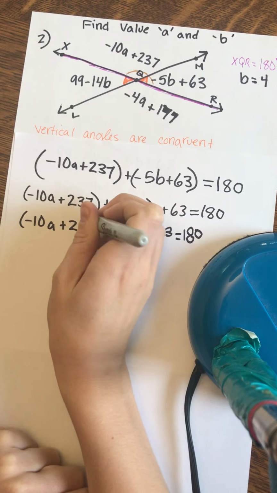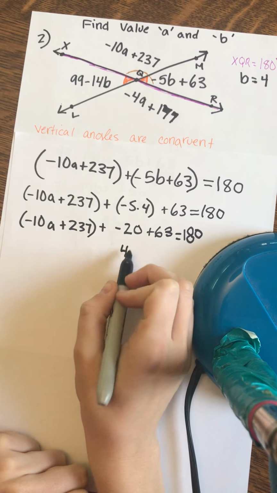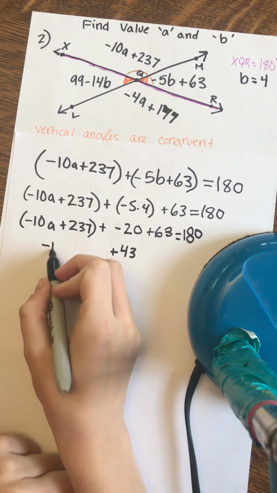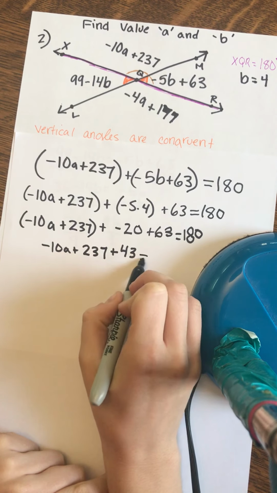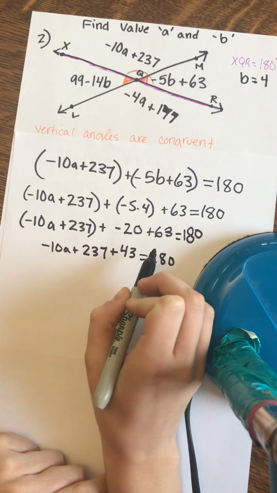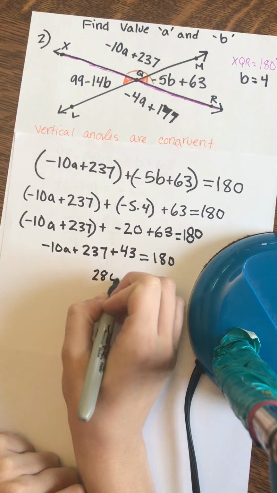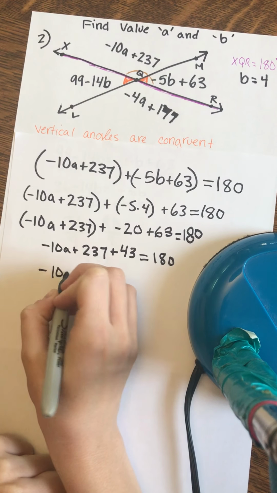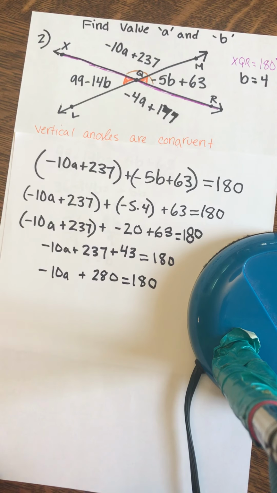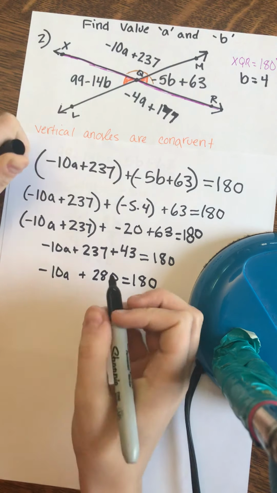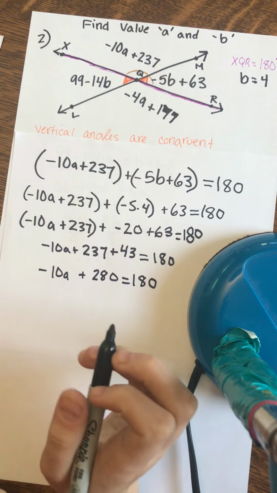Now I need to combine like terms. Negative 20 and positive 63 is 43 plus negative 10a plus 237. I can still combine 43 and 237. 43 plus 237 is 280 plus negative 10a. Now, what do we notice? It is just a two-step equation. We love two-step equations. 7th graders, remember, we always deal with the whole number first.